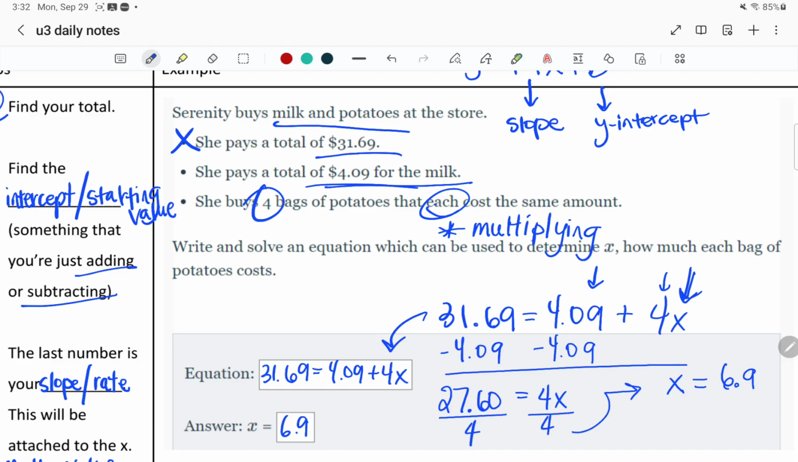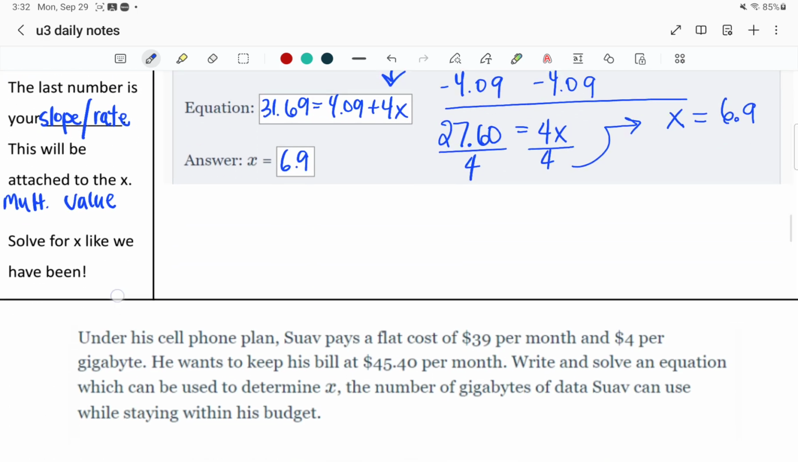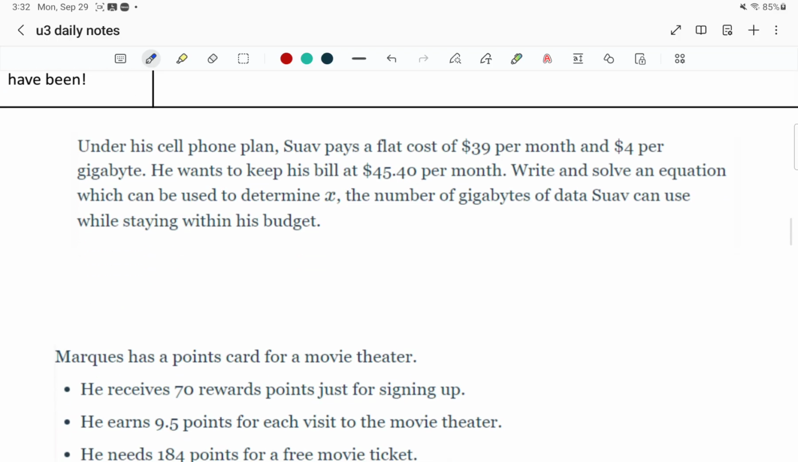Okay, let's look at a new problem with fresh eyes. If that one got a little complicated, let's look at it again. Under a cell phone plan, Suave pays a flat cost of $39 per month and $4 per gigabyte. He wants to keep his bill at $45.40 per month. Write and solve an equation to determine X.